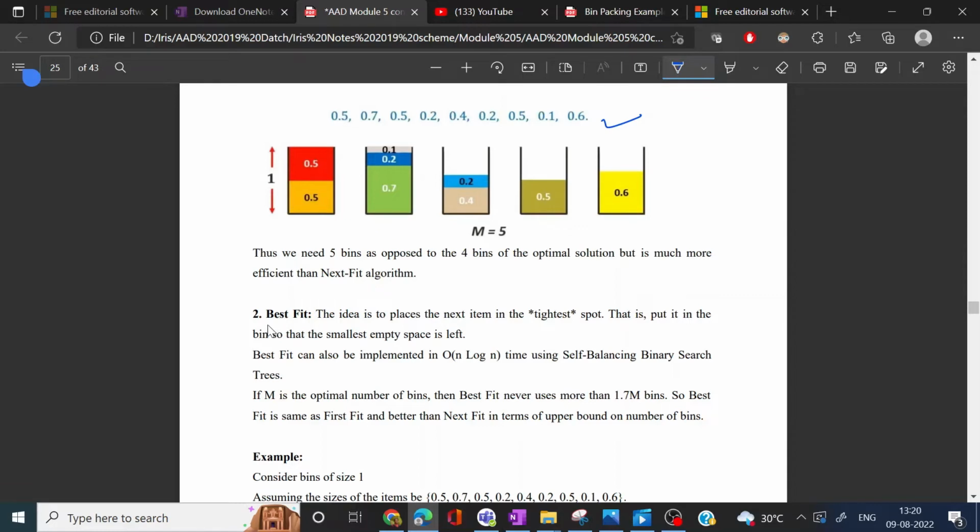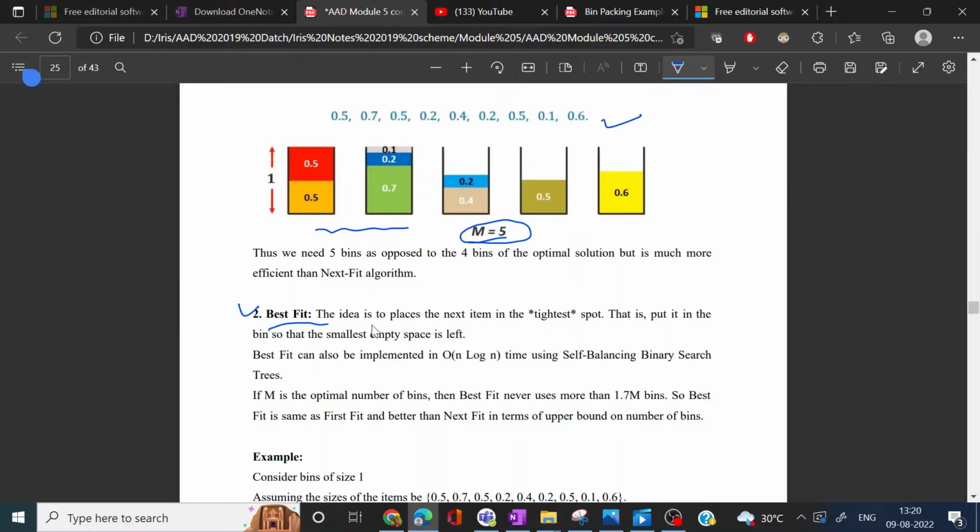Now we can see the best fit algorithm. According to first fit it is using 5 bins, so 5 is not an optimal value. If a lesser number of bins is possible, that is the optimal value, even lesser than 5. So best fit is the next approach. In first fit, we scan the previous bins and if there is space, we put the item into that bin.